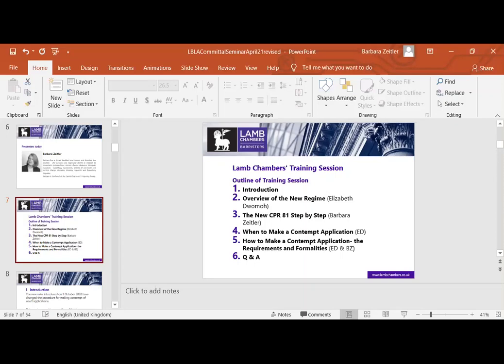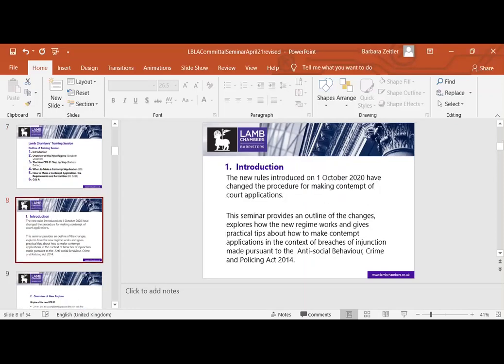And that is what we are proposing to do today by way of outline. We want to give you a general overview of CPR 81, and then look in more detail at individual rules, and then think with you about when to make a contempt application, and perhaps also when not to make a contempt application. And then we want to look with you at the nitty-gritty of making a contempt application.